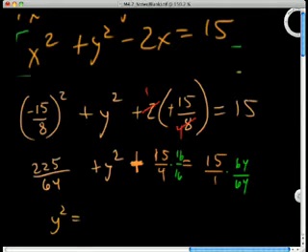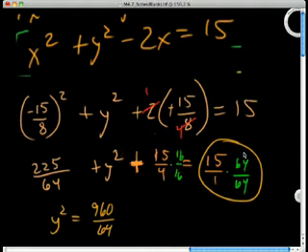That sounds like a problem for a calculator here. 15 times 64 equals, and I get 960 64ths. Let me give myself some room here. Right, so that's this term. And then I'm going to subtract these two, right?